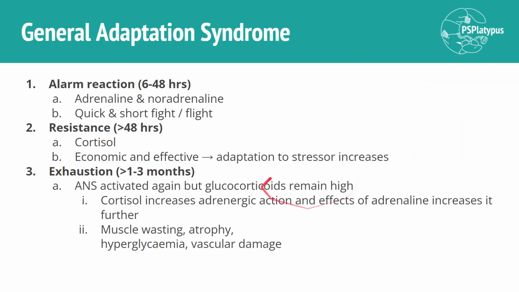So this is it in a little bit more detail. The key thing is that in the exhaustion phase, your autonomic nervous system is activated again, but your glucocorticoids, your cortisol, still remain high. So your cortisol increases adrenergic action, and the combined effects of adrenaline increase it further, and it causes a myriad of bad stuff you don't want to happen in your body.